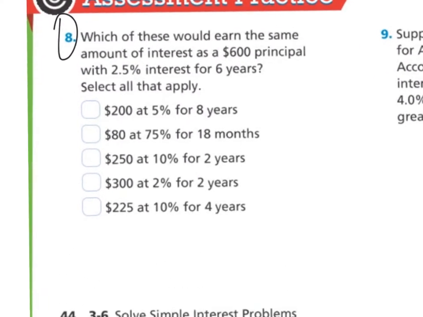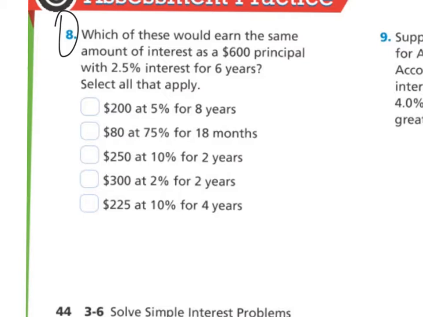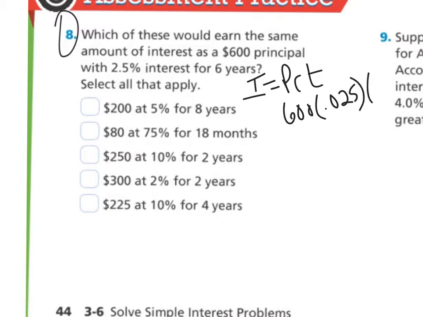Number 8, which of these would earn the same amount of interest as a $600 principal with 2.5% interest for 6 years? Select all that apply. Basically for these then, you just have to work them all out. So, I equals PRT, so $600, change the 2.5% to a decimal, times 6 years. And if you work that out, is going to be $90. And then the question is just which of these other ones are $90.